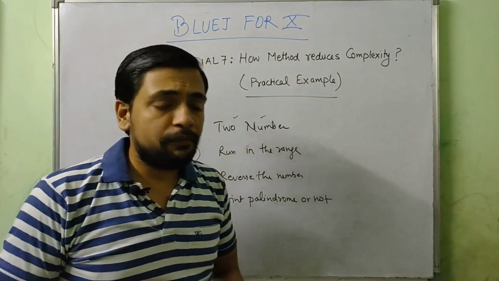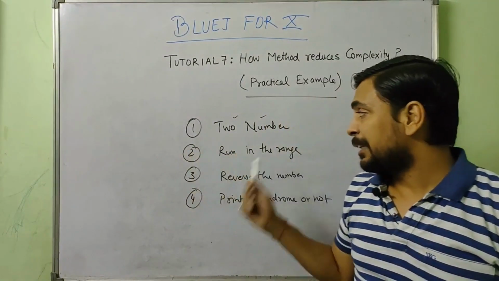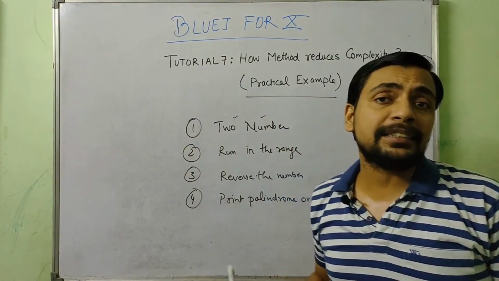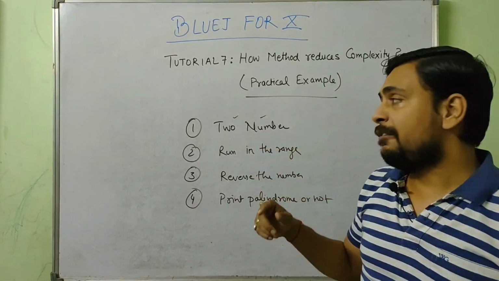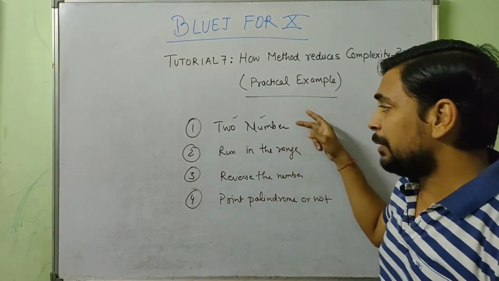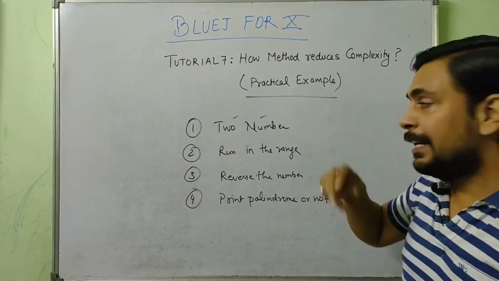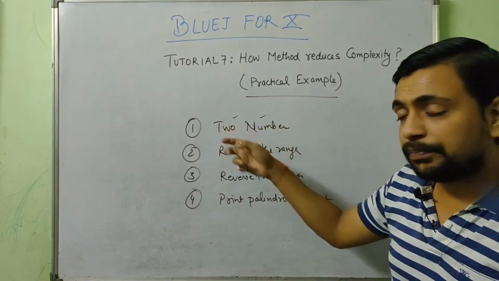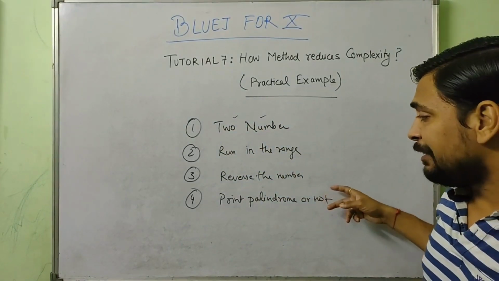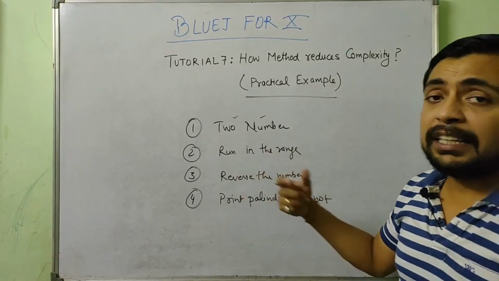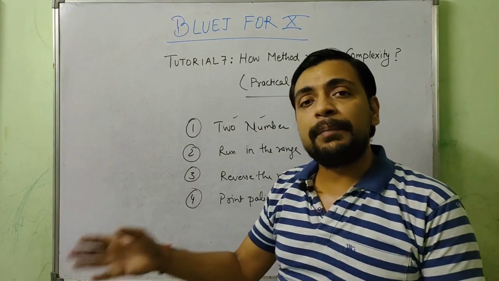We will create different methods for these subtasks. There are 4 subtasks in the main task, and we will create a different method for each. For example, a method that will accept two numbers, then a method that will run within the range, then a method that will reverse the original number, and then a method that will check whether the original and the reverse are the same or not, and accordingly print. So we will create different methods for it.